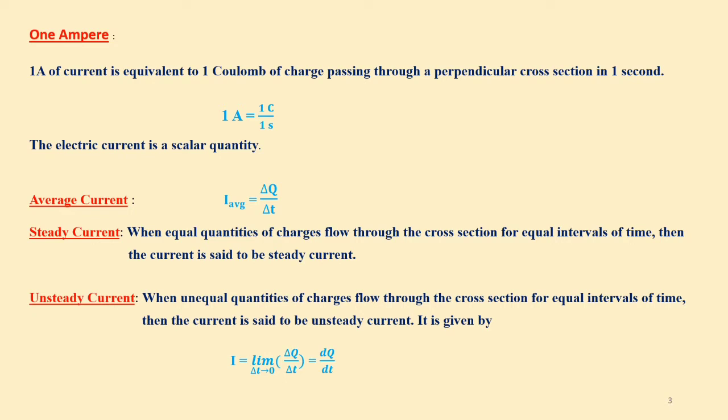Unsteady current. When unequal quantities of charges flow through the cross section for equal intervals of time, then the current is said to be unsteady current. It is given by I equal to limit delta t tending to 0 delta q by delta t, that is also equal to dq by dt.